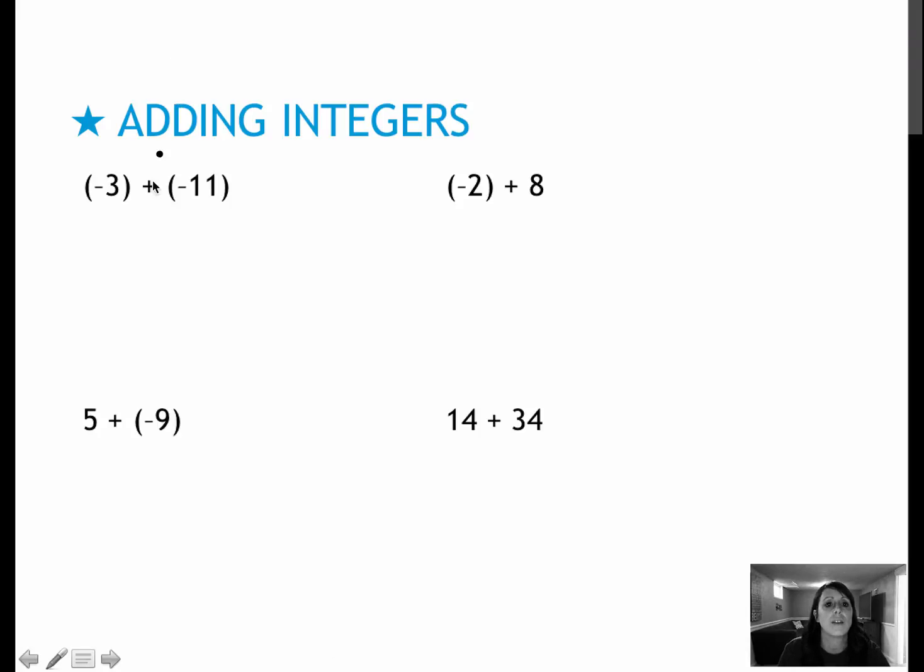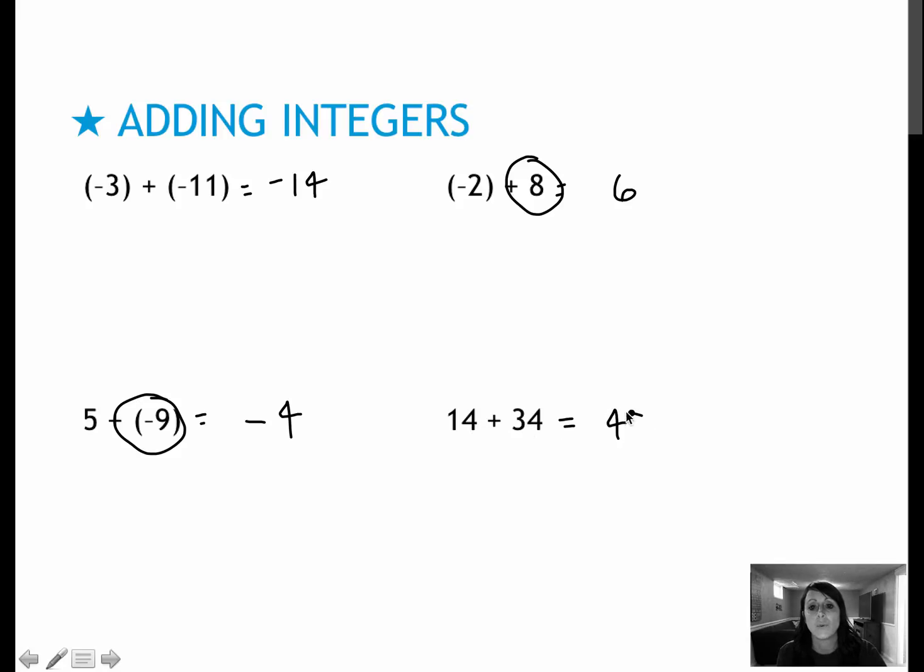For my first, I've got 2 that are the same sign, so I find the sum, which is 14, and give it the common sign of negative. My second, I have 2 different signs. Their difference is 6. The larger number in this case is positive, and so my answer is positive. For my third, I have 2 different signs, so I find the difference of 4 and give it the sign of the larger number, which is negative. And the last one, I have 2 signs that are the same, so I find the sum, and their sum is 48.